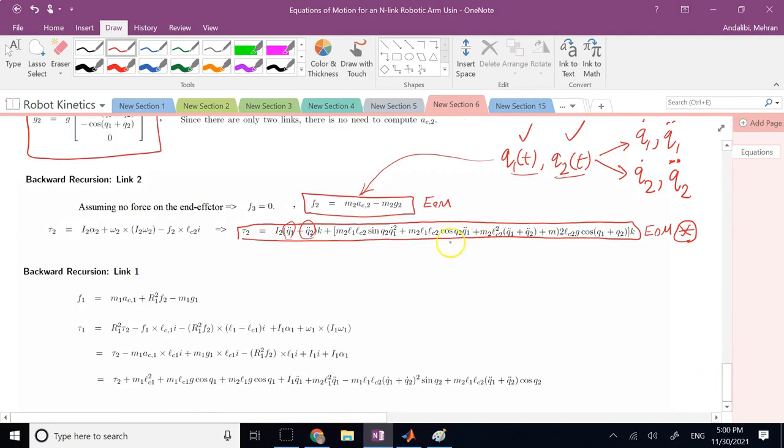There is very small chance that you can solve these equations of motion with given torques analytically, because if you look at the equations, they are highly nonlinear. Highly nonlinear coupled second order ODEs.